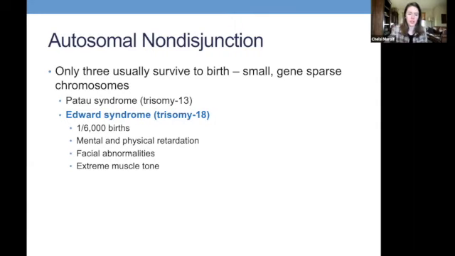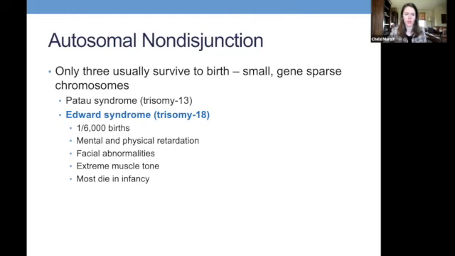Extreme muscle tone. So trisomy 18 is the chromosome that I believe codes for your proteins in your muscles. So every single gene codes for a protein, because that's what transcription and translation, when we went through all of that, that's what they do. But if we have more actin and myosin, the proteins that make up our skeletal muscle, obviously that will lead to more muscle tone because you're just producing more of those proteins.